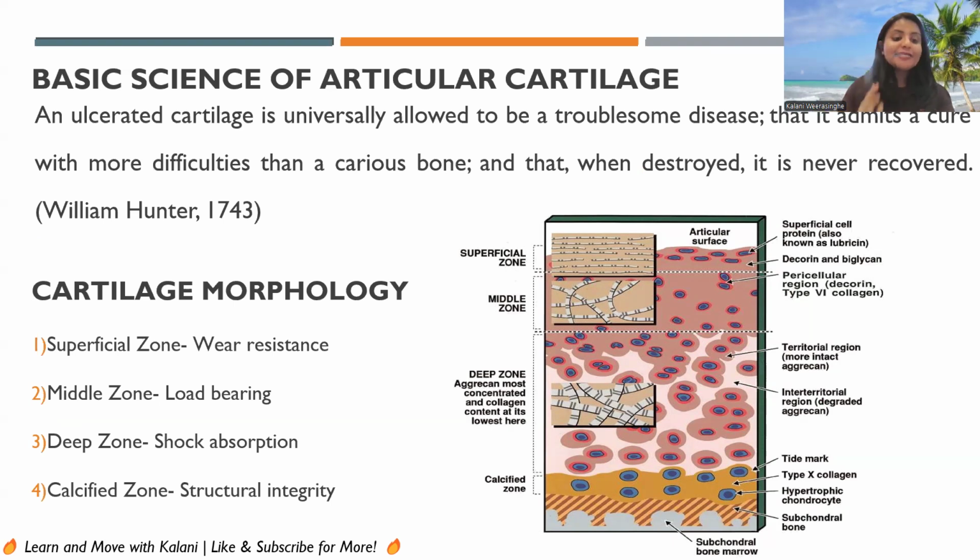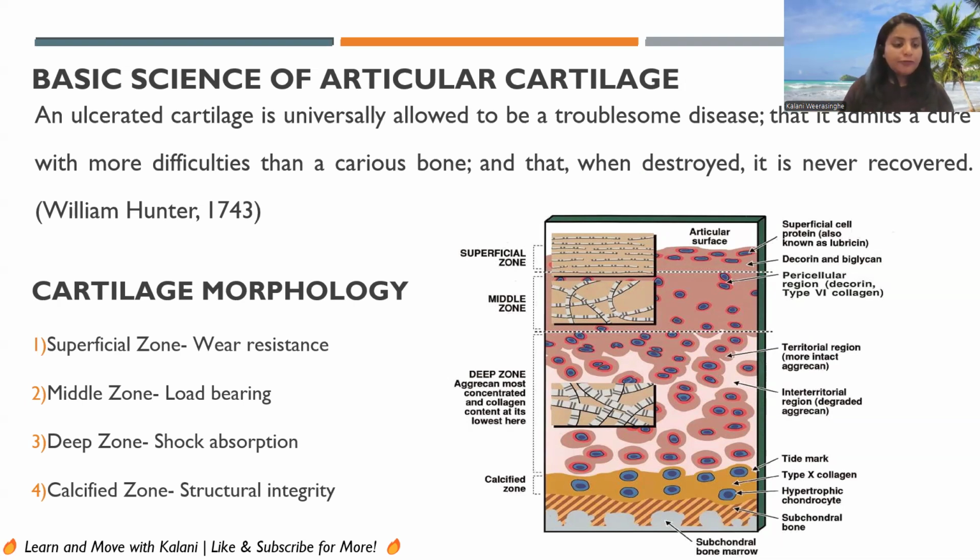Even in the 18th century, William Hunter stated that an ulcerated cartilage is universally allowed to be a troublesome disease, that it admits a cure with more difficulties than a corrosive bone, and that when destroyed, it is never recovered.